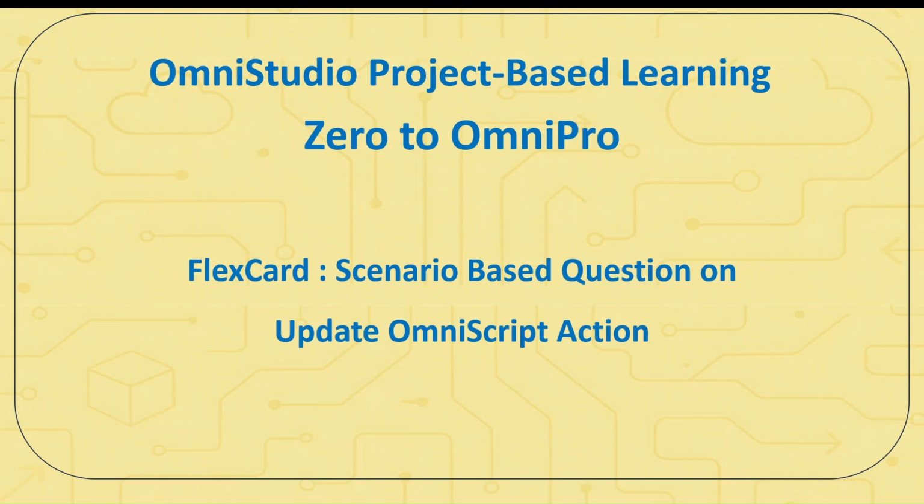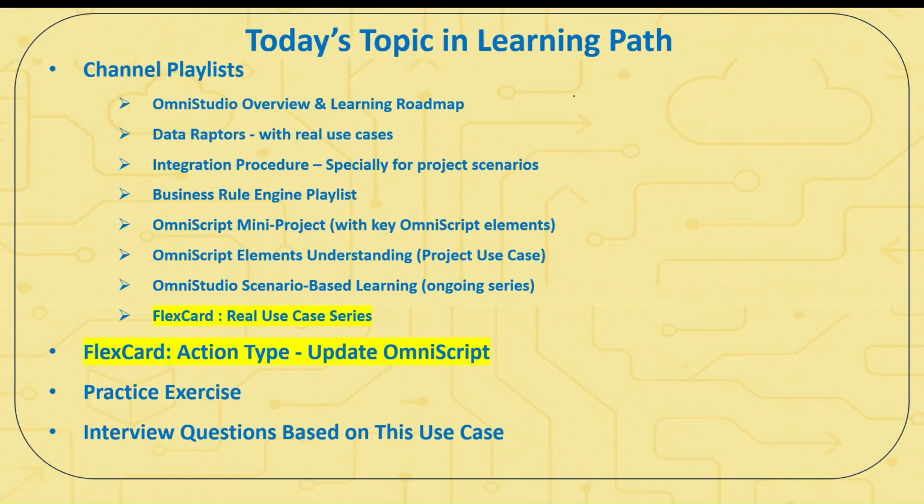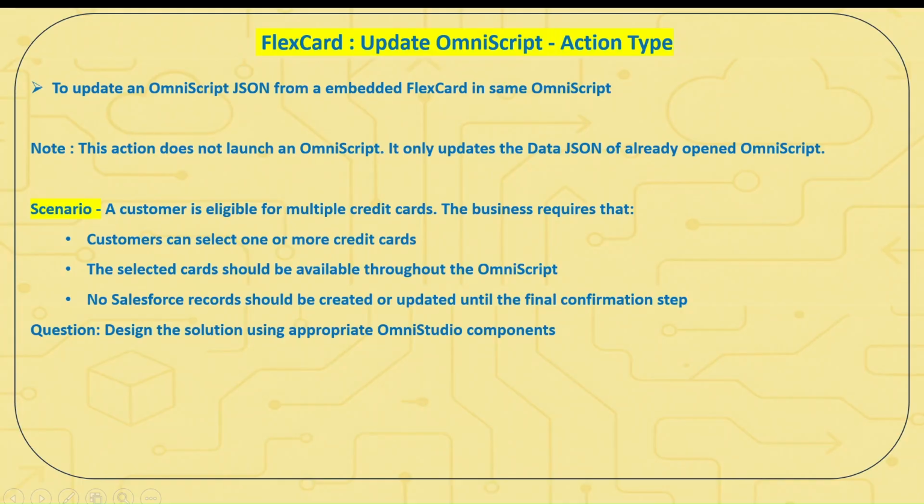In this video, let's see one scenario-based question where we will learn how to implement the update OmniScript action. These are the previously completed playlist and now we are here. Here we will learn another action type, update OmniScript, with respect to one scenario. When we need to select something from the embedded FlexCard and, post selection, update the OmniScript JSON, we can use this update OmniScript action type.